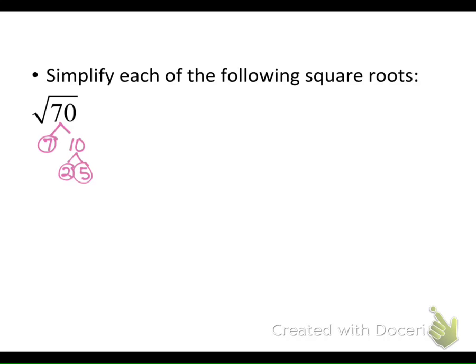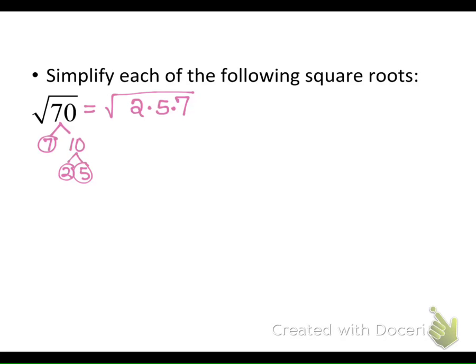So I'm going to circle my primes. The 7 is a prime number, so I'm going to circle 7. And then the two factors of 10 are 2 and 5. Those are both primes, so I'm going to circle those as well. That's the first part of step 1. The second part of step 1, I'm going to put these up in my radical. So I'm going to put them in standard form order, which is going to be what? 2, 5, and 7.